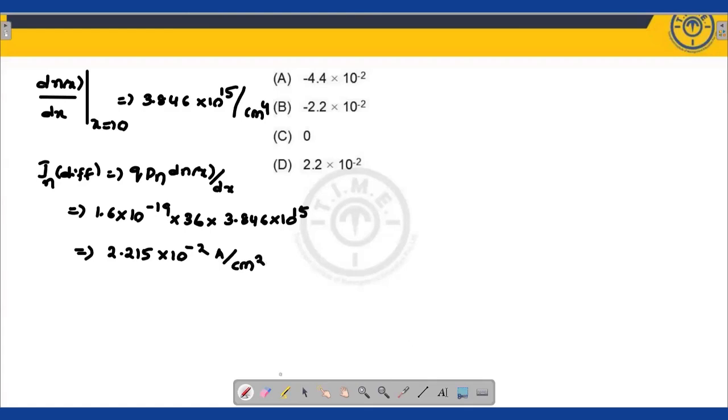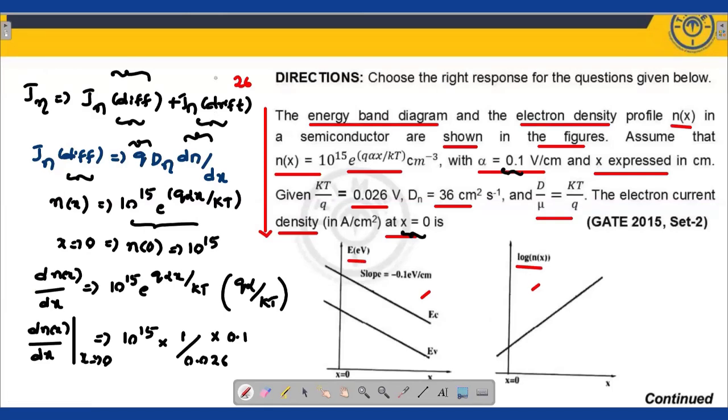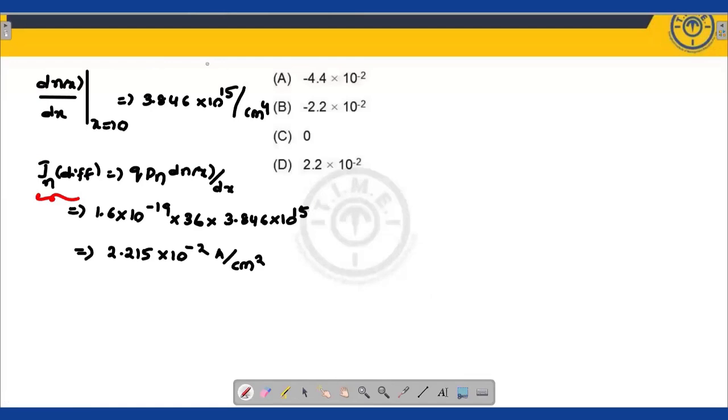You are getting only the diffusion current. Now I need to find out the drift because there are two parameters here. One is diffusion, another one is drift. This is finished. Now I am going to find out this one. I need to find out, my dear friends, this particular thing over here.